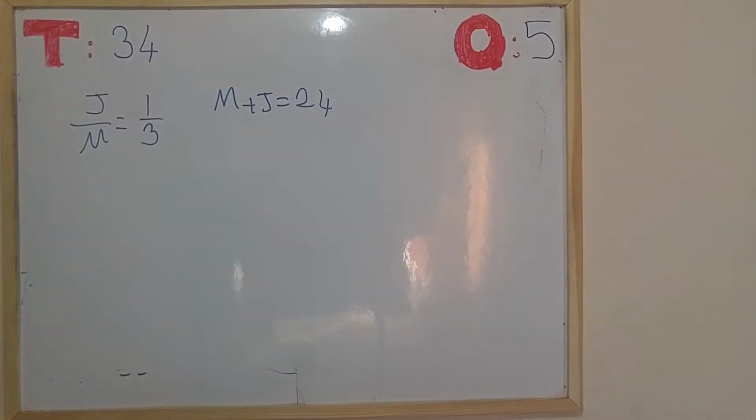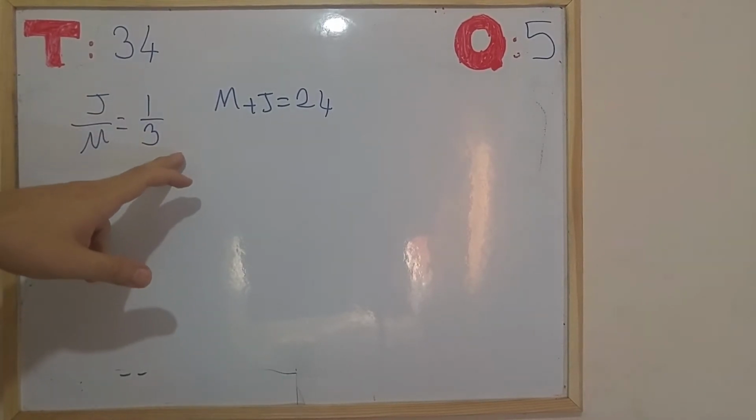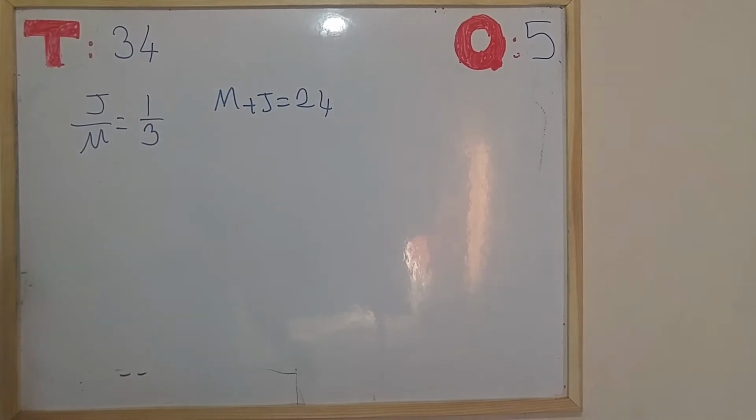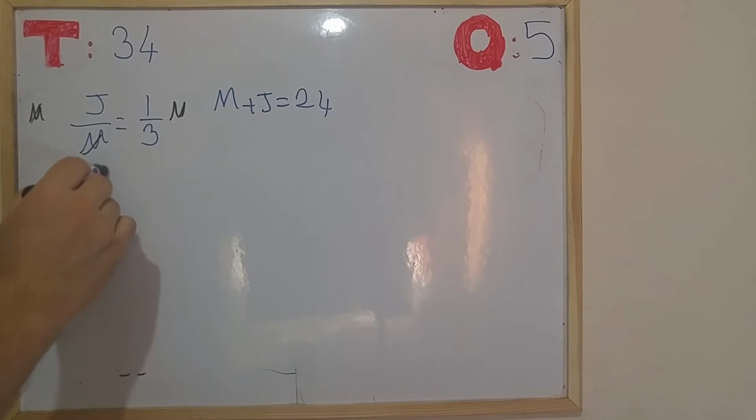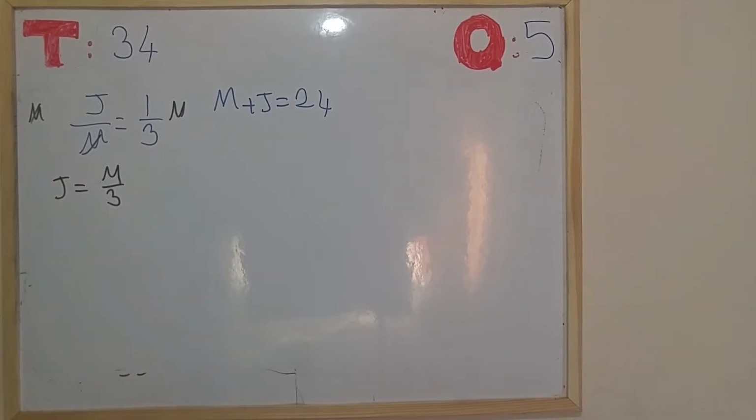This is what I have in my hand. The ratio of Jack's age to Mario's age is equal to 1/3, and the sum of their ages is equal to 24. They're asking me Mario's age, which I said is m. So let's find from the ratio, let's express m in terms of j. To do this, I need to multiply each side by m. So these will be gone. So j is equal to m/3. And let's replace this j value in this equation in order to find m out.